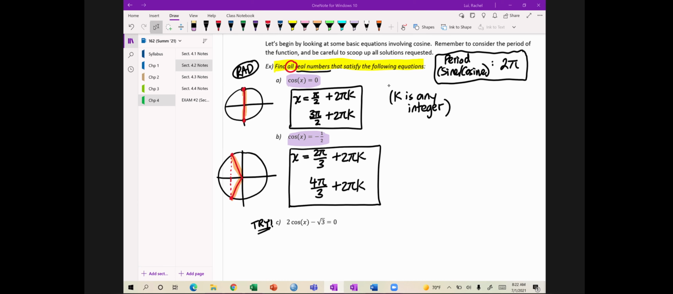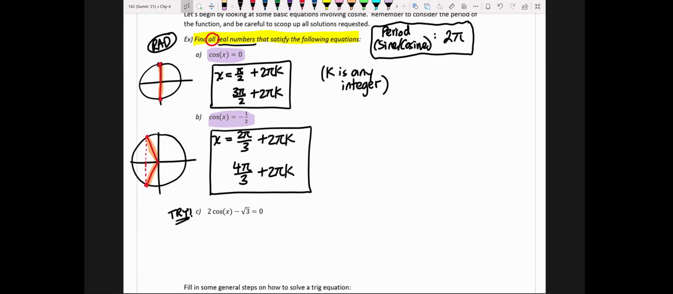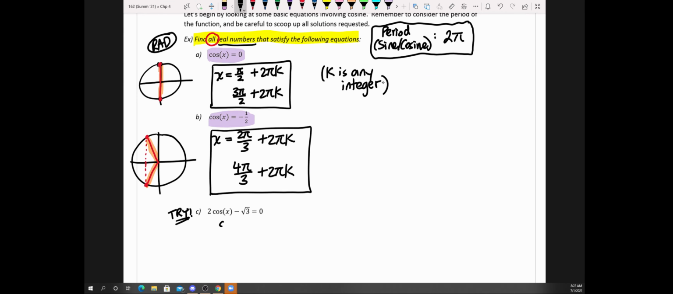Okay, I'm seeing multiple correct answers in the DMs. Very good. Okay, let's hear from Stephanie. So, Stephanie, take us through part C. We want to isolate the trig function. So, what is cosine of x equal to? It is equal to square root 3 over 2. That's right. And then next step, we want to find the solutions between or in one period. So between 0 and 2 pi. That would be pi over 6 and 11 pi over 6.